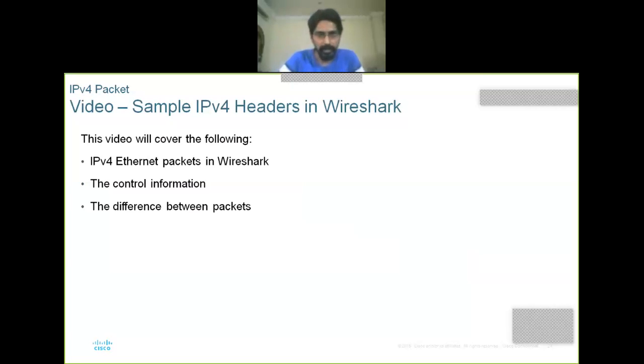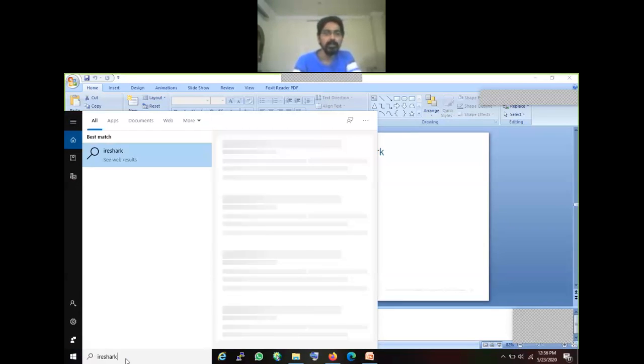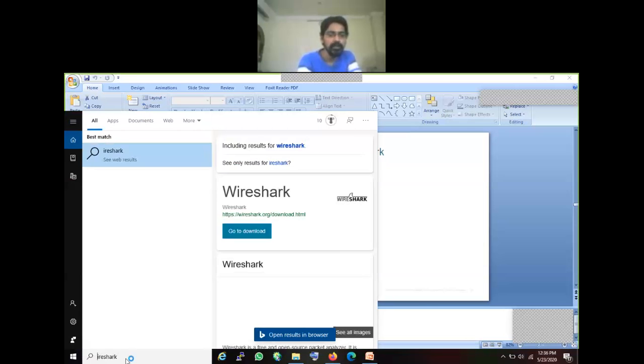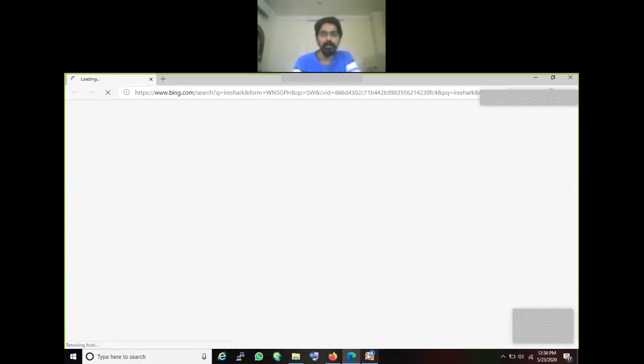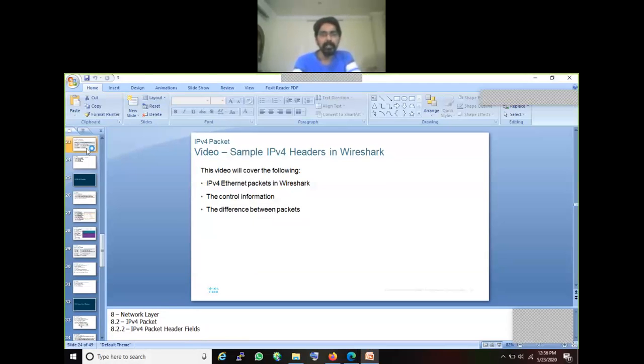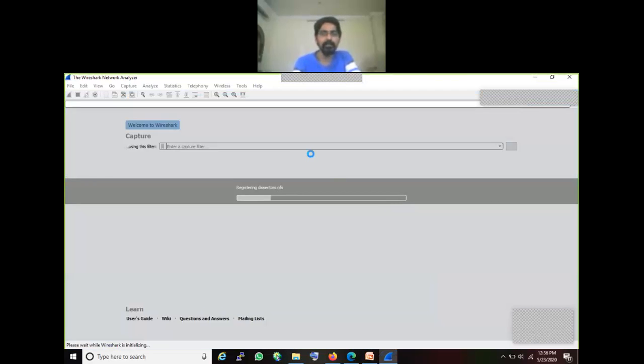Next, an activity has been given: IPv4 Ethernet packets in Wireshark, and the control information difference between packets. We need to identify these packets. So let us open Wireshark. I'll open Wireshark and we'll see whether the header format is the same or not. The same will be represented there. It is scanning my network devices or network cards.